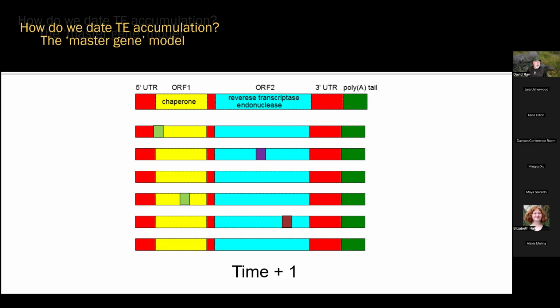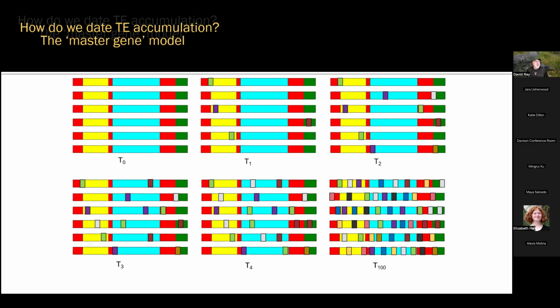So one element's going to get a mutation here, another one's going to get a mutation there, and so forth. So that over time, what we end up with is a bunch of different looking elements, but they haven't gone anywhere. They're still there in the genome. They've just decayed over time because of this mutational influence.